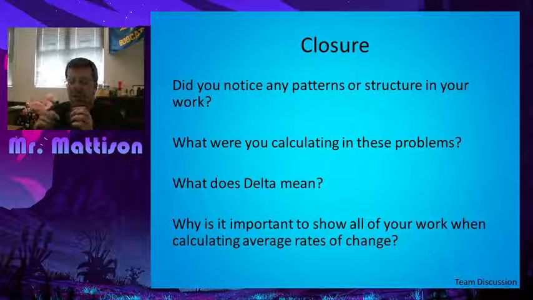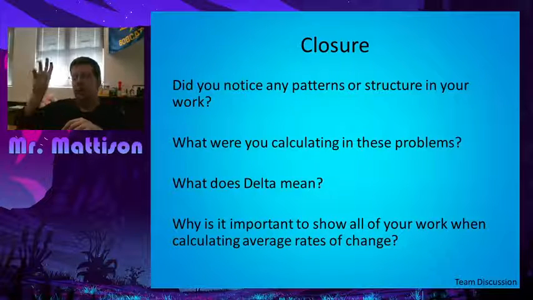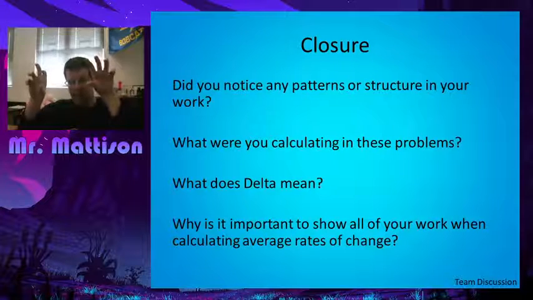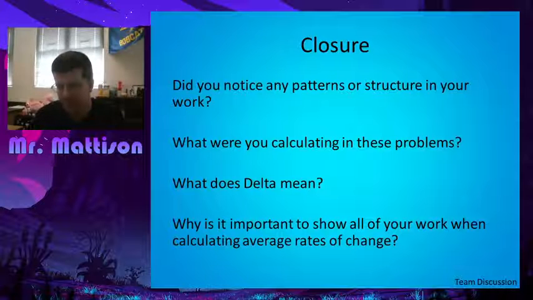So why is it important to show all of your work when you're calculating the average rates of change? It's really, really easy to get things mixed up, right? If I do 0.1 minus 0.2 on top and then 0.1 minus 0.2 on bottom, I'm going to get very different answers. So always writing down, hey, here's what I'm doing, makes it really easy to make sure you're keeping all of those things straight.